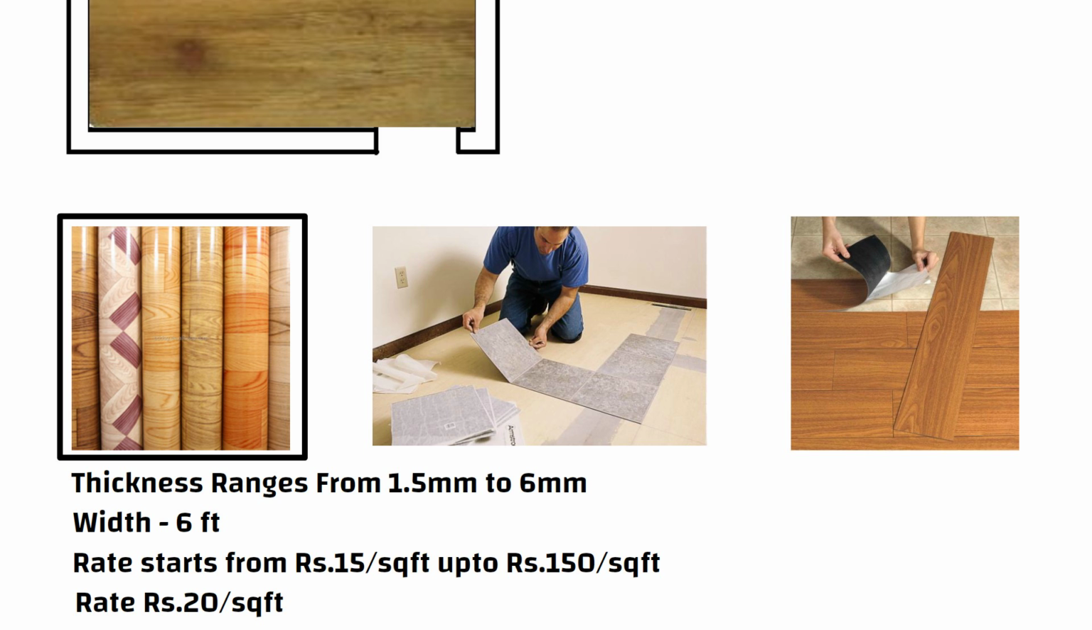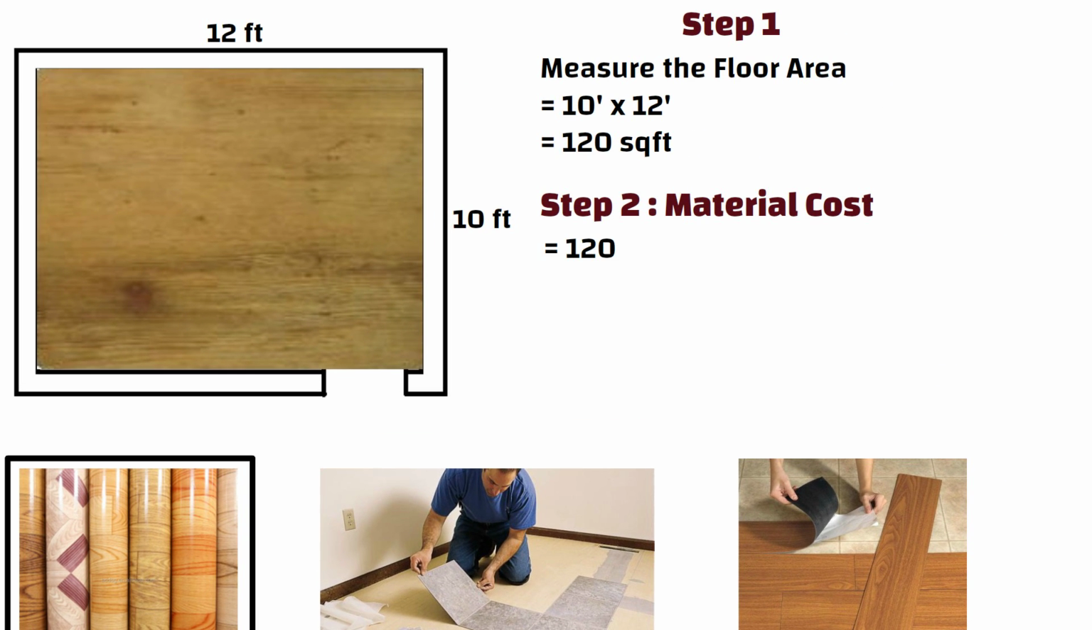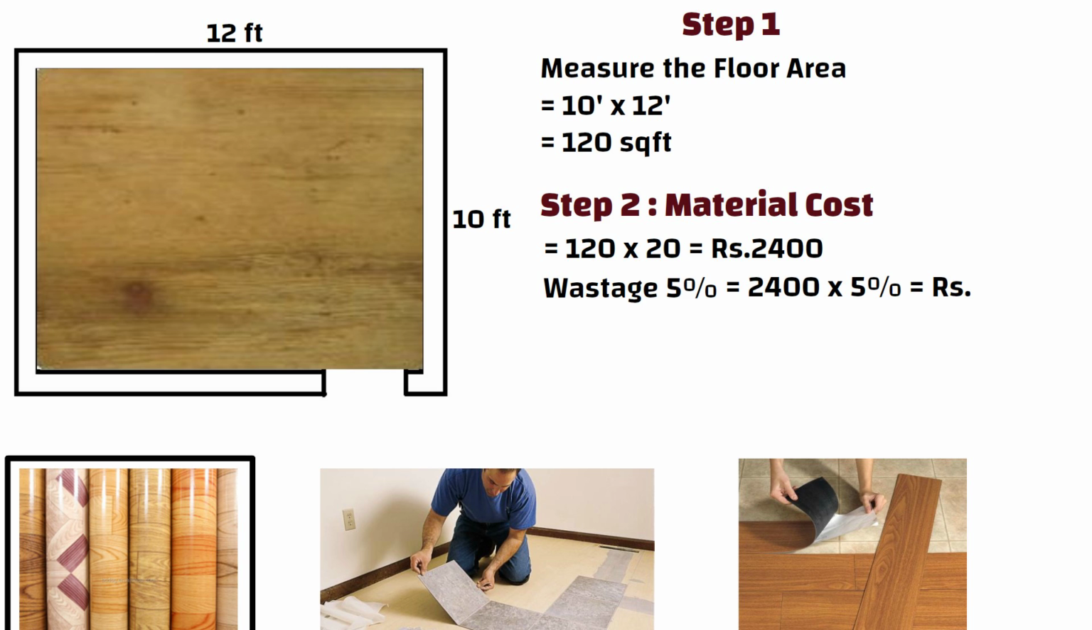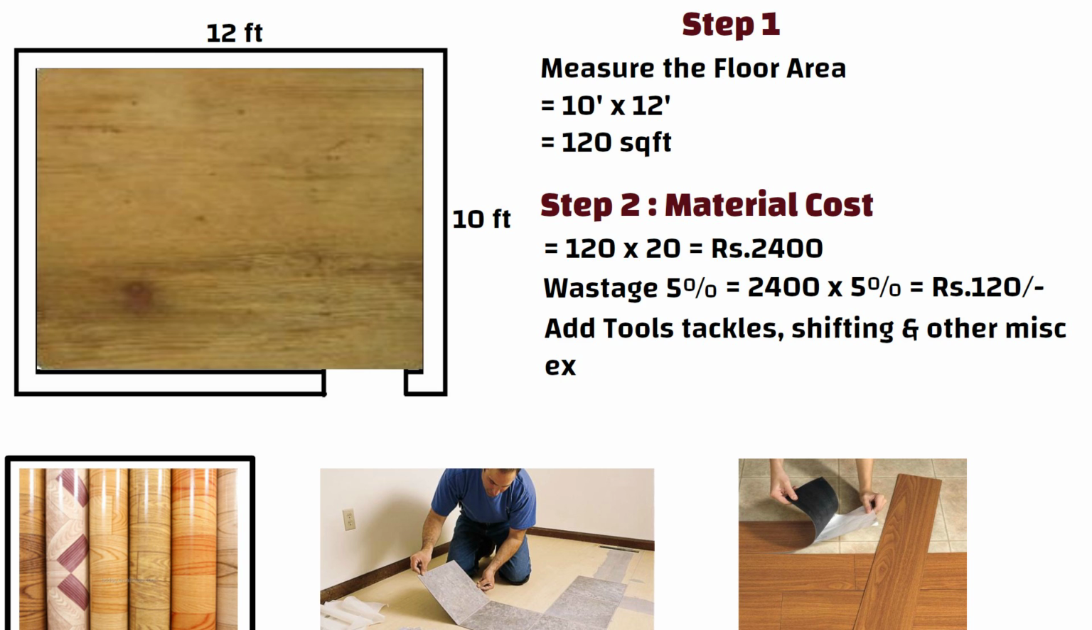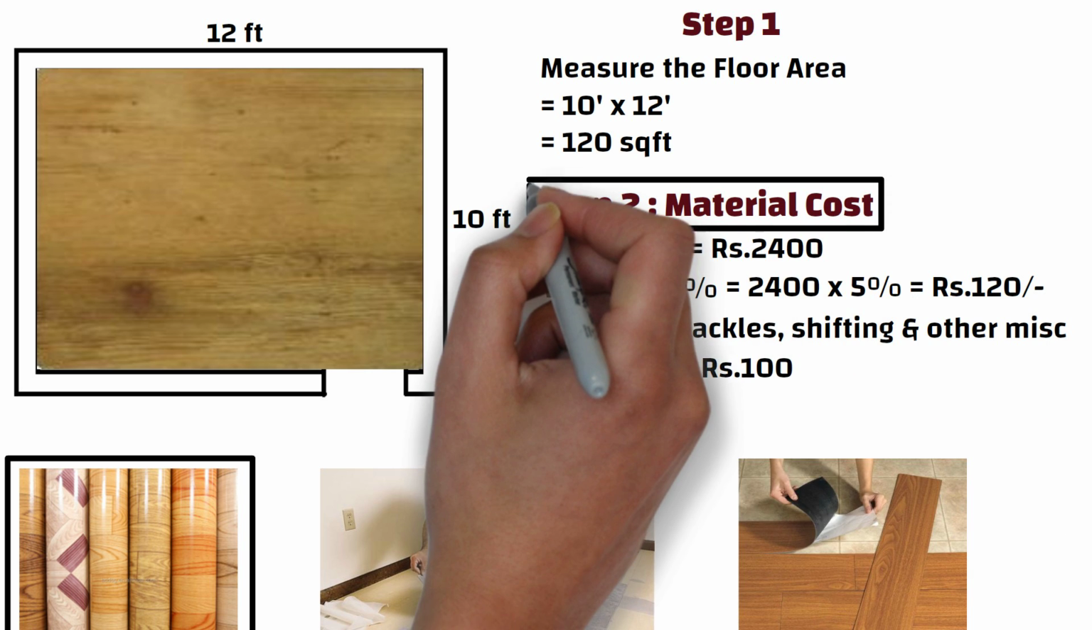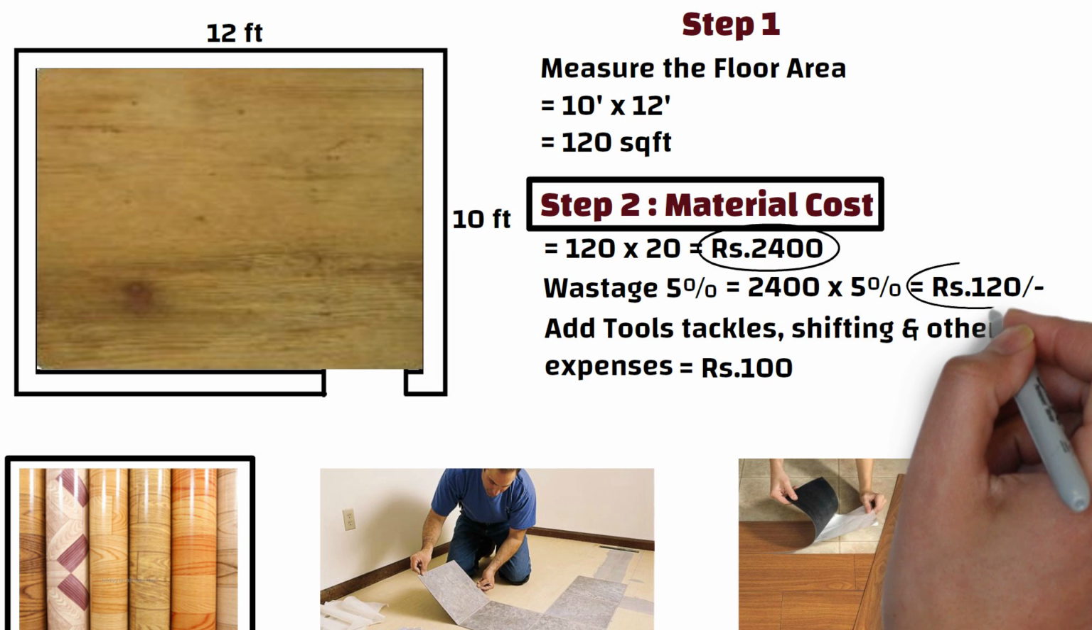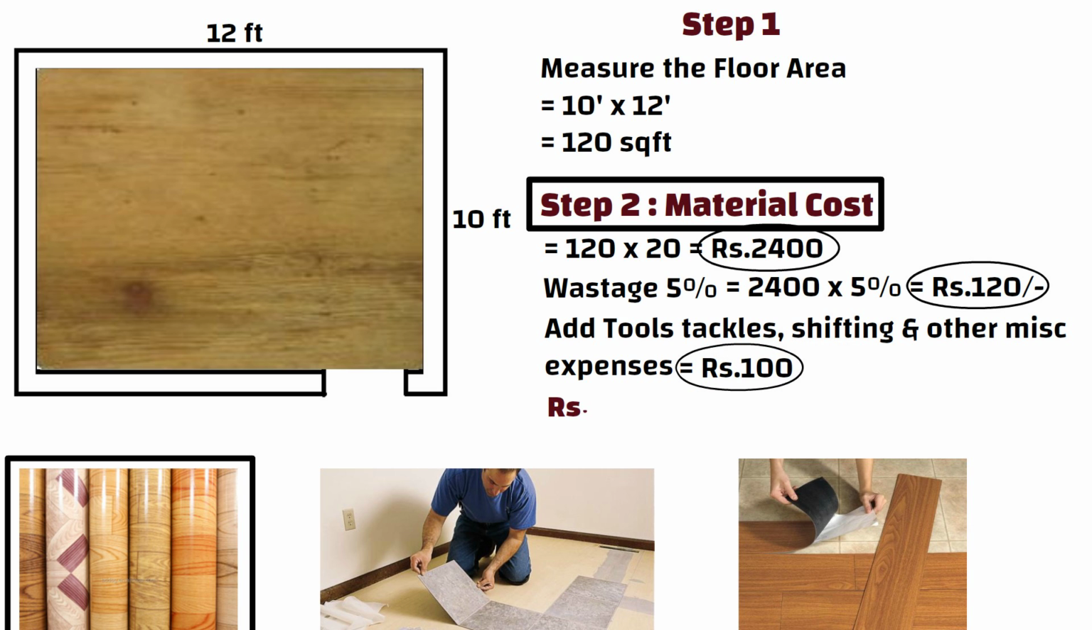So our material cost is equal to 120 into 20 is equal to 2400 rupees. Now add wastage of 5% for overlapping and cutting. 2400 into 5% is equal to 120 rupees. Add tools, shifting and other miscellaneous expenses, say 100 rupees. So total amount shall be 2400 plus 120 plus 100 is equal to 2620 rupees.